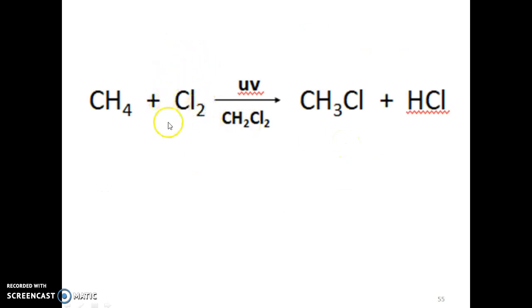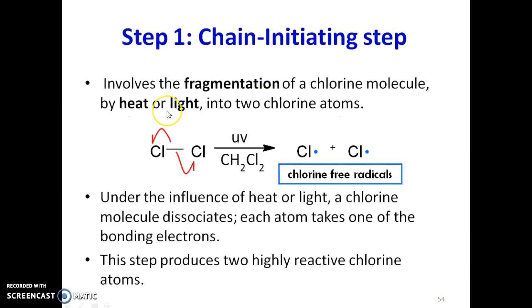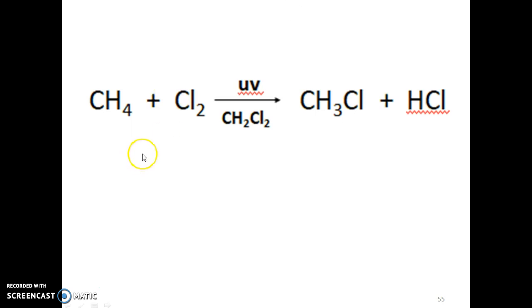Not all Cl2 has become Cl free radical. In one beaker, of course, we have many Cl2. Maybe during step number 1, only half of the Cl2 is breaking, or only a quarter of the Cl2 is breaking, or only one Cl2 is breaking. So we produce Cl free radical.